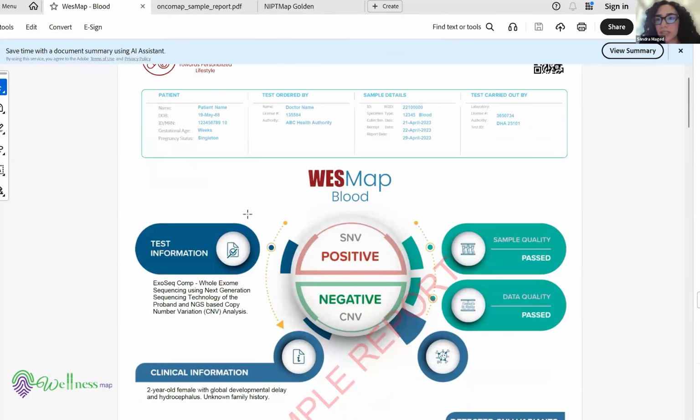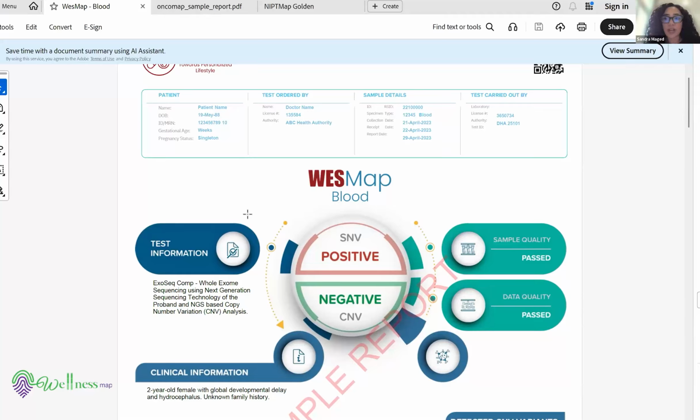The WES map is done by blood. Let me just explain briefly what is whole exome. I'm pretty sure that everyone here is already familiar with it, but just for the sake of explanation. In whole exome sequencing, we have the DNA, we have intronic regions, we have exonic regions, and this test is specifically for sequencing every single exonic area that's there in the DNA. So we're looking at the whole exome. We're not looking at certain specific genes.